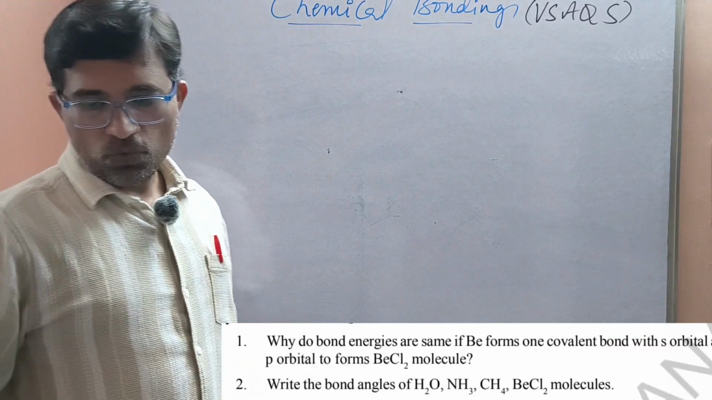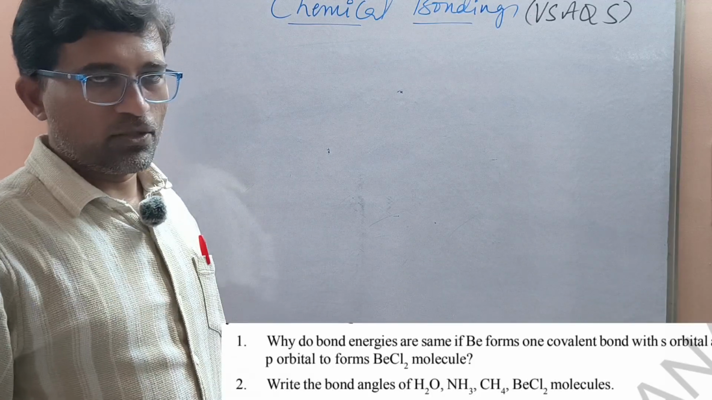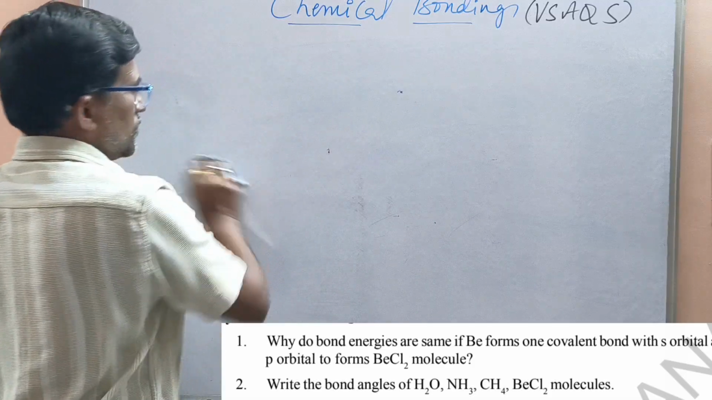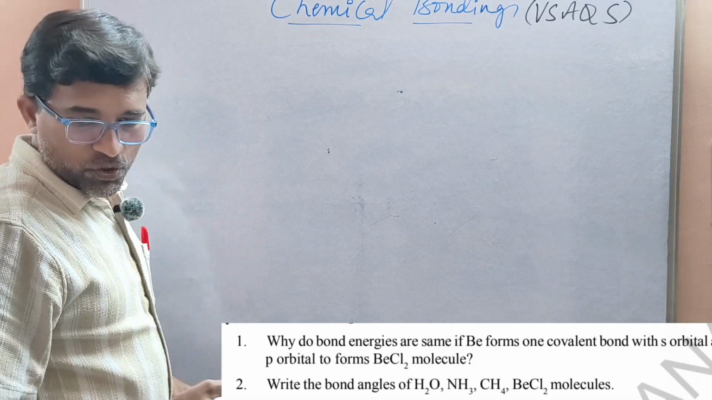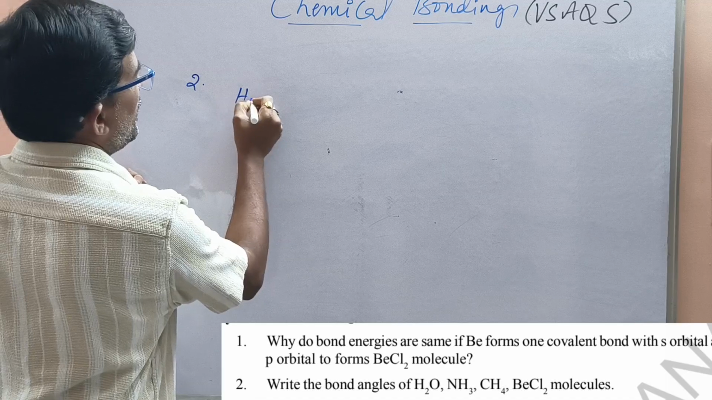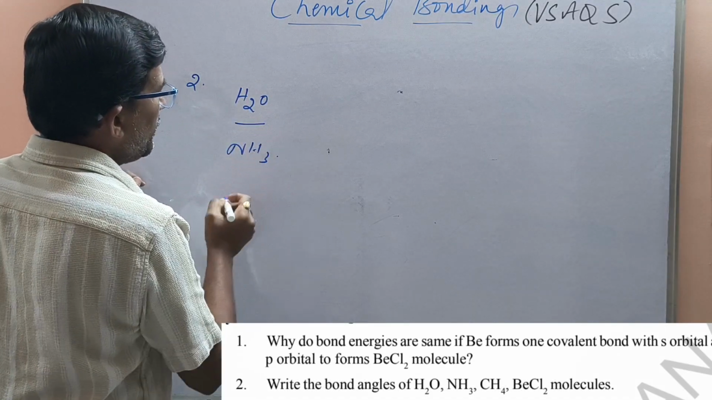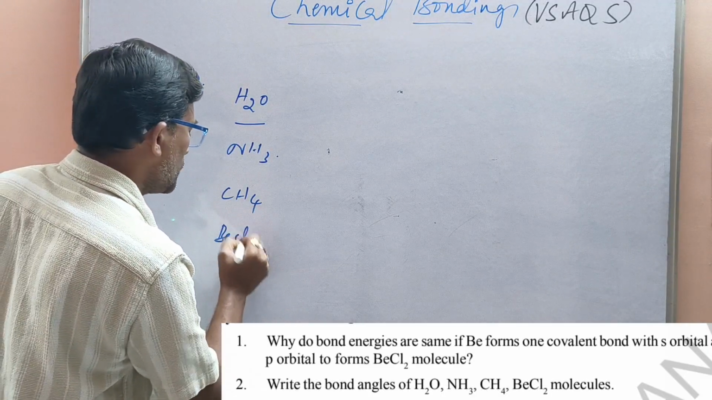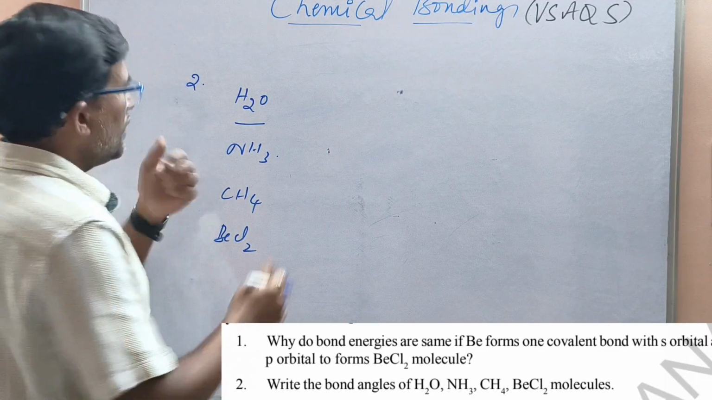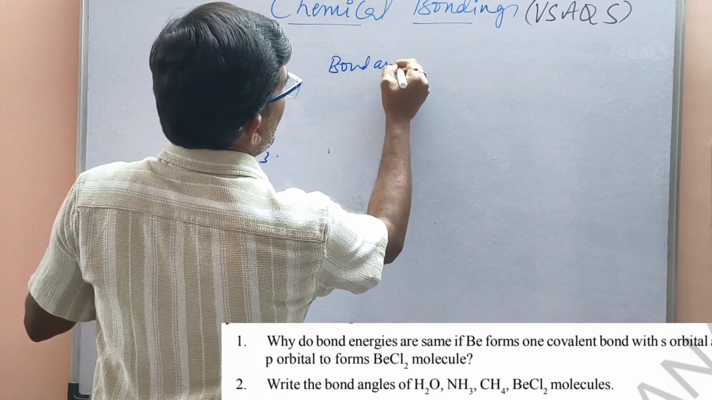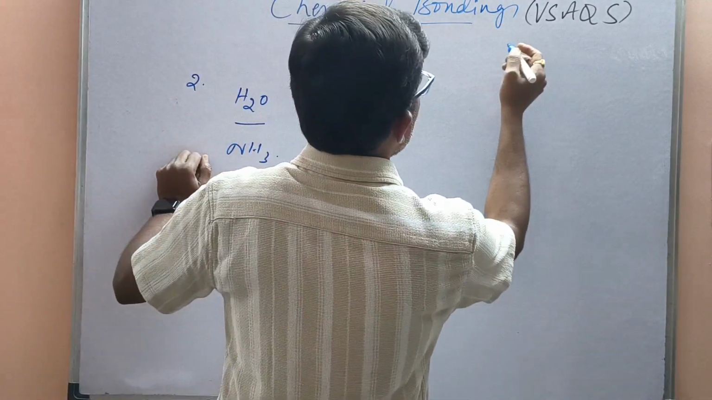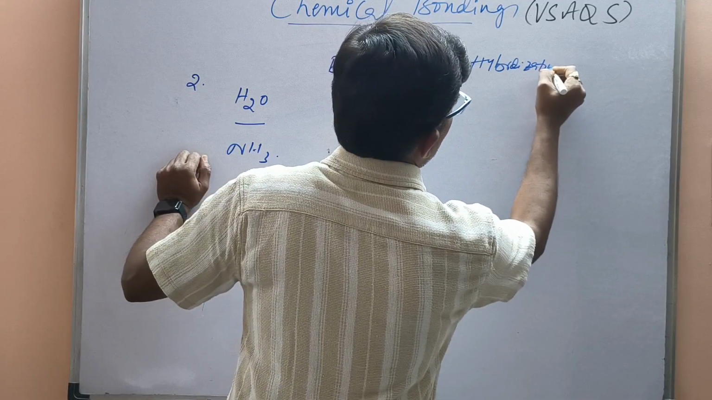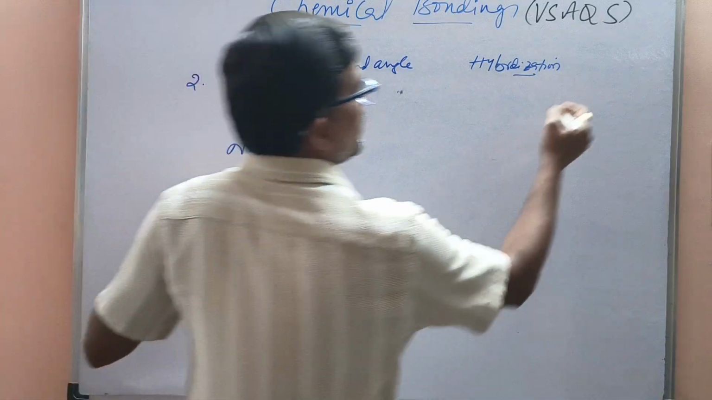Write the bond angles of H2O, NH3, CH4, BeCl2 molecules. Please see the question displayed on the screen. Second question: the bond angle of H2O molecule, NH3, CH4, and BeCl2. I will write clearly not only the bond angle, but next the hybridization, the type of hybridization and even the shape.